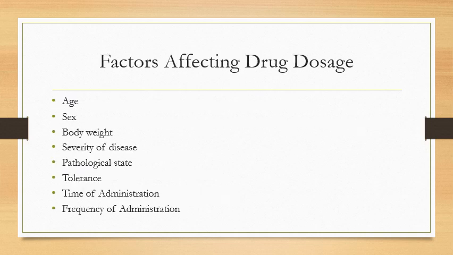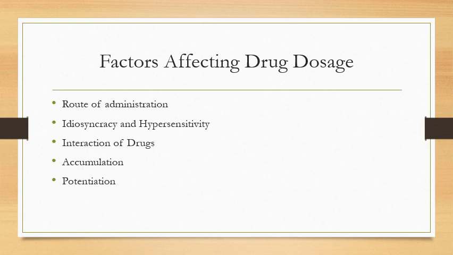So the factors affecting drug dosage include age of the patient, sex or gender of the patient, body weight, severity of disease, pathological state or condition, tolerance, time of administration, frequency of drug administration, route of drug administration, idiosyncrasy and hypersensitivity, interaction of the drugs, accumulation and potentiation. So we will be discussing all these factors one by one.